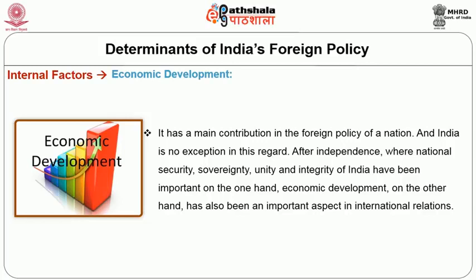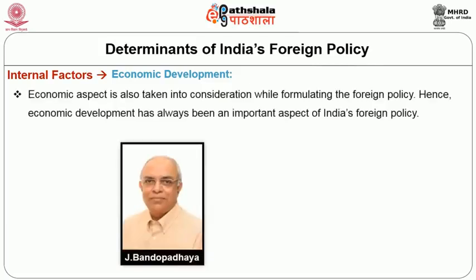After independence, where national security, sovereignty, unity, and integrity of India have been important on the one hand, economic development on the other hand has also been an important aspect in international relations. Economic aspect is also taken into consideration while formulating the foreign policy. Hence, economic development has always been an important aspect of India's foreign policy.